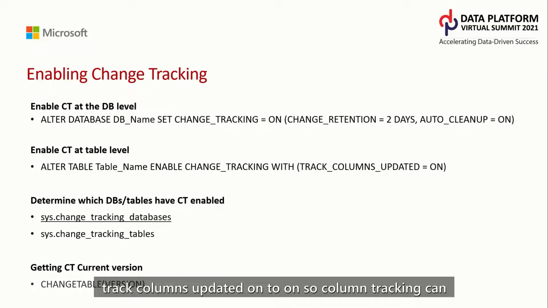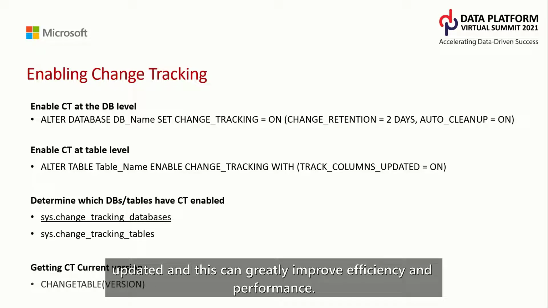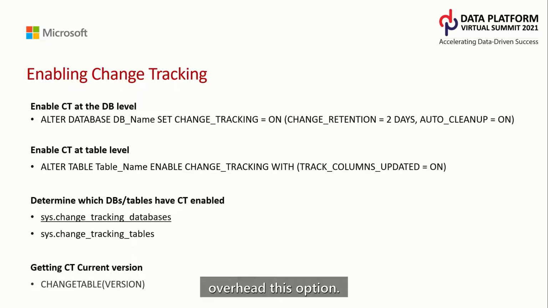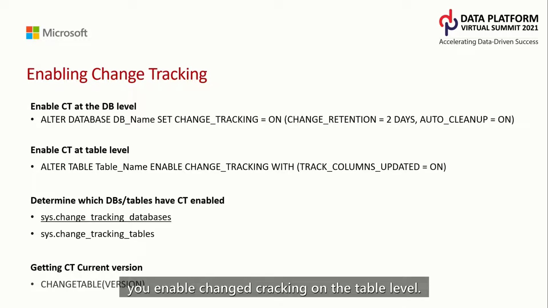So column tracking can enable an application to sync only those columns that were updated, and this can greatly improve efficiency and performance. However, because maintaining column tracking info adds some extra storage overhead, this option is set to off by default. So you have to manually set it to on when you enable change tracking on the table level.